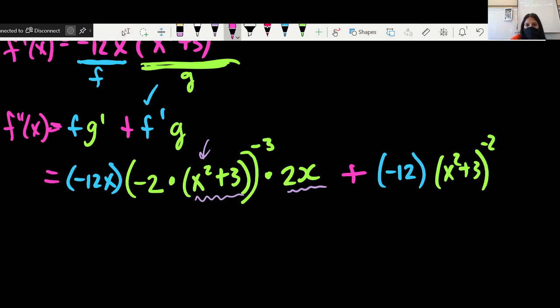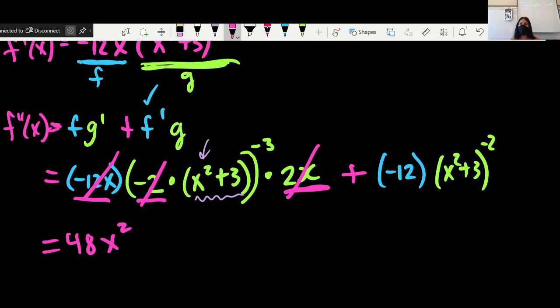Let's clean things up. Do you see that I can take this, this, and multiply them together to clean things up a little bit? When I do that, I get 48x squared. And I don't know, this just helps me to keep things organized. Maybe these are good habits you could also get into. And we still have this x squared plus 3 to the minus 3 over here.